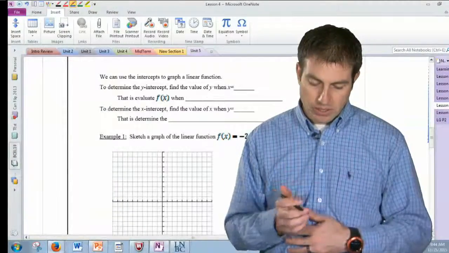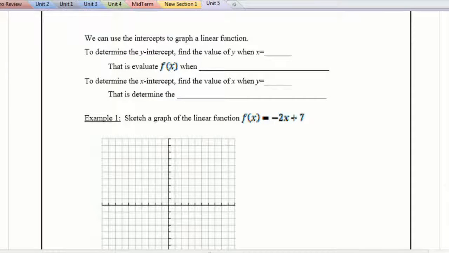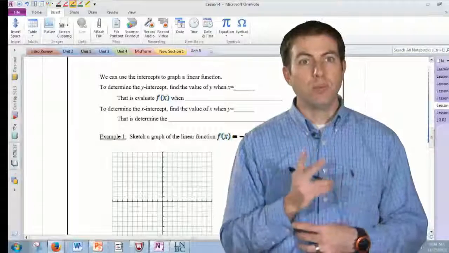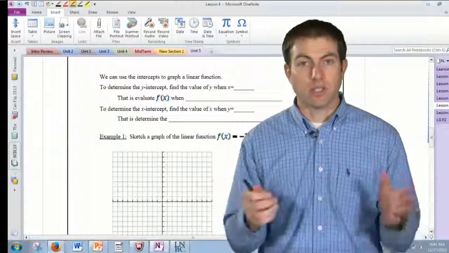So we can use the intercepts to graph a linear function. We only need 2 points ever to graph a line.